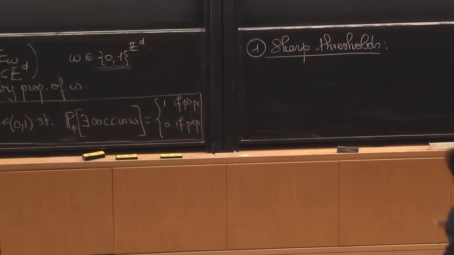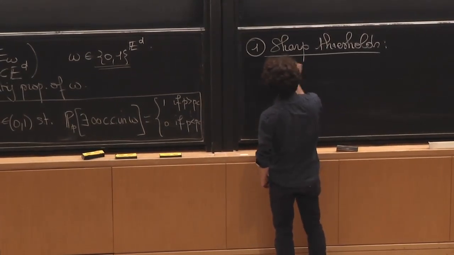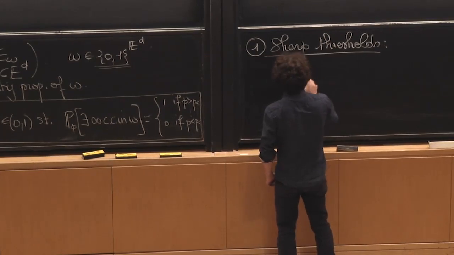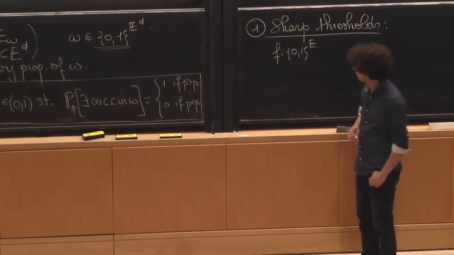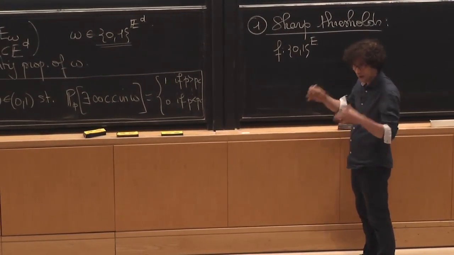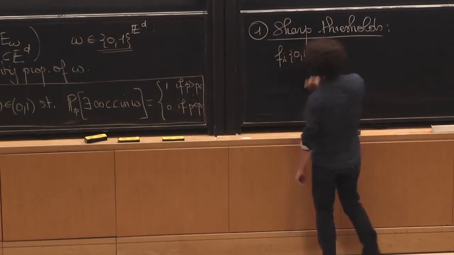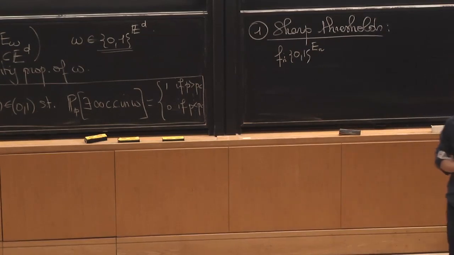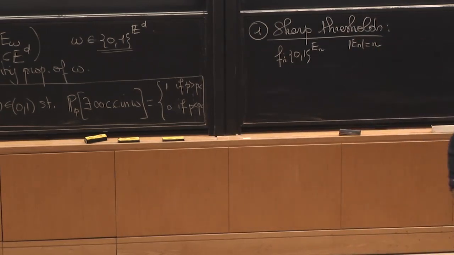But let's keep that on the side for a moment, and let's imagine just that I'm looking at a function f which is defined as a function from a set E into {0, 1}. Think of E as being your set of edges, but think of E as being finite. And let's think of a sequence of such functions. Let's really imagine that the cardinality of E_n is n, it's just growing.